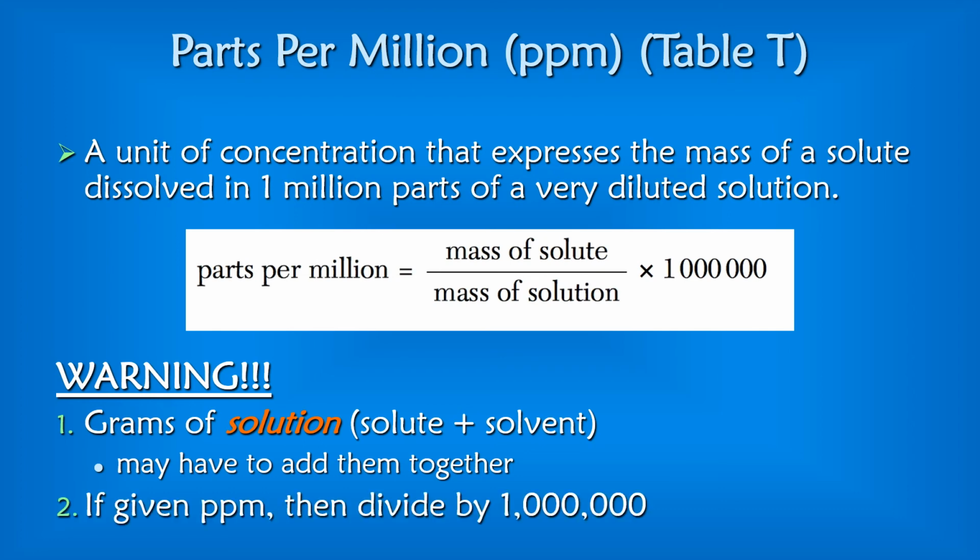So another thing that might happen is that sometimes the question might give you the parts per million, and in that case you'll either have to calculate the mass of the solute or the mass of the solution. To do that, you can just divide your numbers by 1 million. And we'll see that in practice in just a little bit. So let's look at some questions.